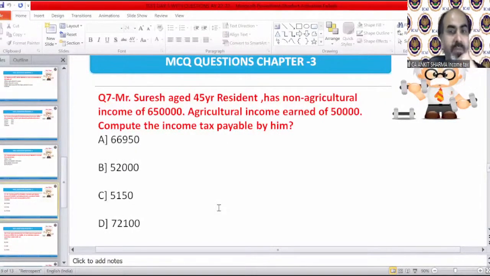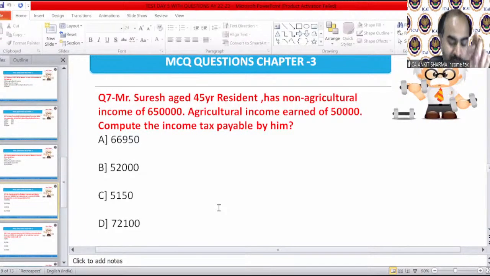Now this is a question we need to solve. Question number 7, that is important. I need the answer of that question. Mr. Suresh, age 45 years, resident, has non-agricultural income of 6.5 lakh. Agricultural income is 50,000. Now compute tax payable. So first we have to calculate tax on 7 lakh rupees. I am telling the process. Then you need to calculate the tax on agricultural income plus 2.5 lakh, that means 3 lakh rupees. And then you apply the rest of the provisions.